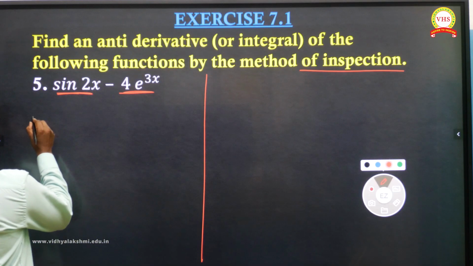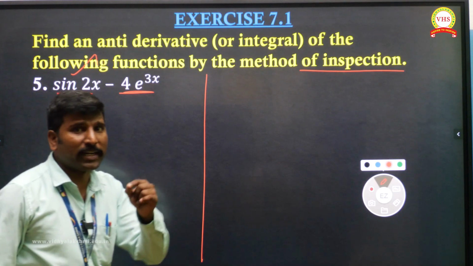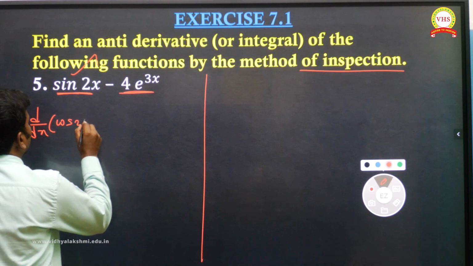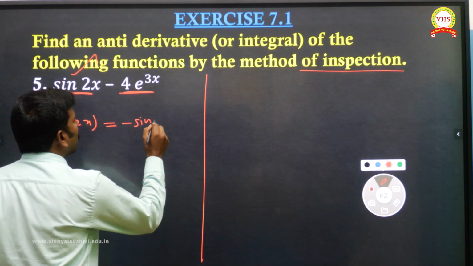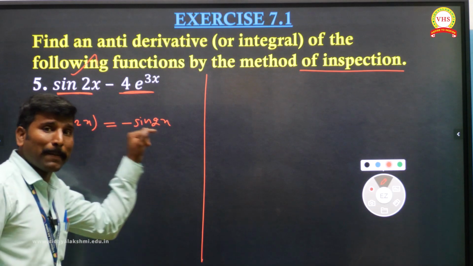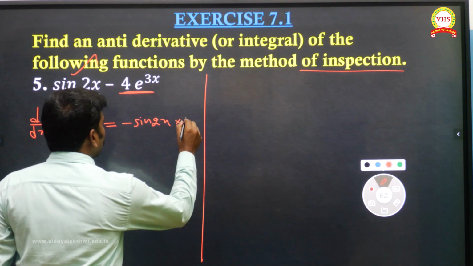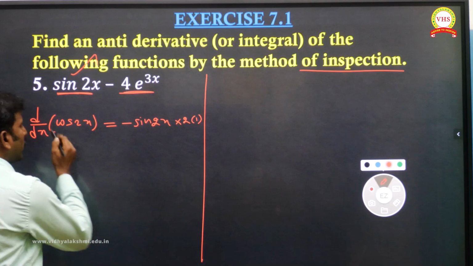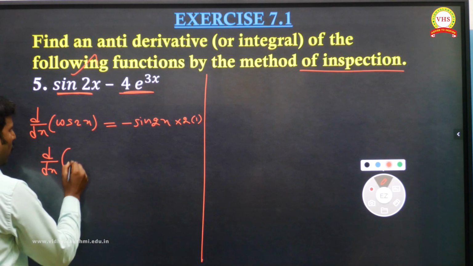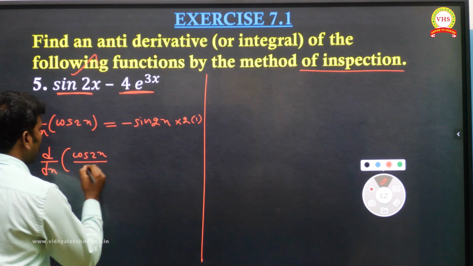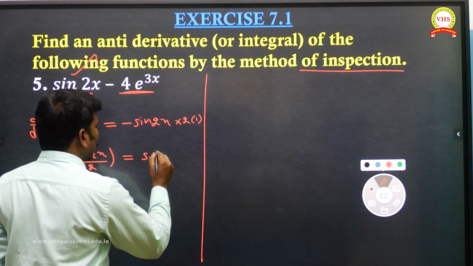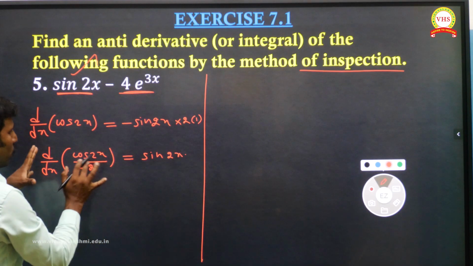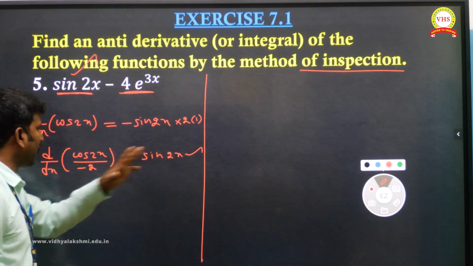Finally, we can add. So sine, when you differentiate, you will be getting cos. So the derivative of cos 2x is equal to minus sine 2x into 2 into the derivative of x, which is 1. The multiplying minus 2, when you send it to the opposite side, what I am getting is: the derivative of cos 2x divided by minus 2 is equal to sine 2x. This is my answer for sine 2x. Let it be. This is one answer.